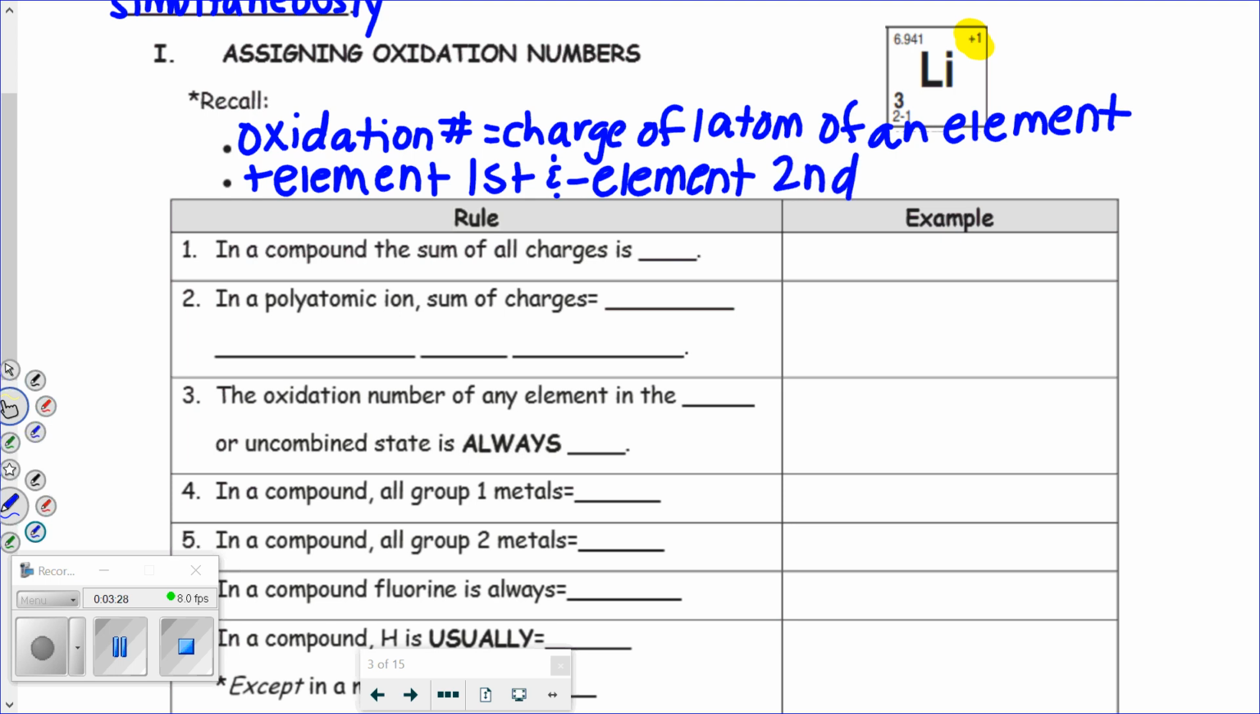This goes for polyatomics as well. If you have a positive polyatomic ion, that's written first. If it's negative, it's written second. And remember, your polyatomic ions are located on Table E.